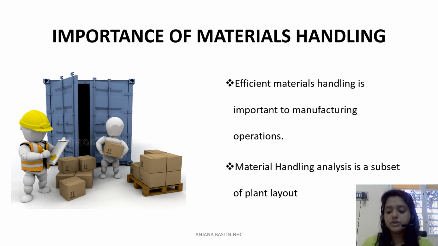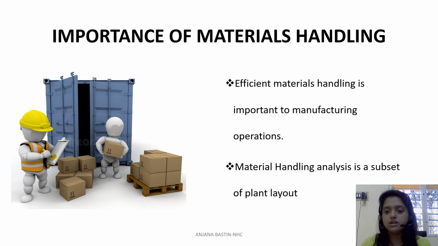Suppose the first stage of production is supposed to happen at 8 a.m. today morning, but the material has not reached even till 8:30 a.m., then how will production start, right? Only if your material handling is very much efficient does this allow the smooth flow of manufacturing or production to happen. That is why we say effective material handling is very important to manufacturing operations.